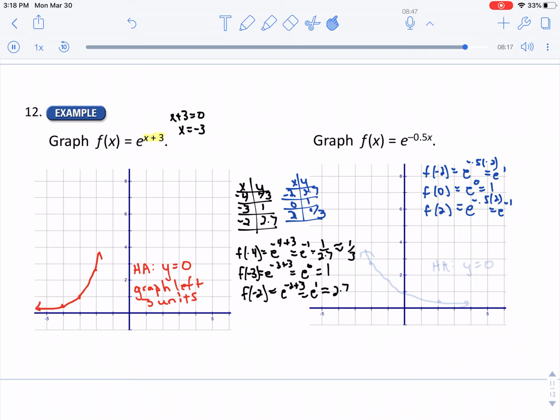I've got negative 2, 2.7, 0, 1, and 2, 1/3. So this is this exponential decay curve again. Our horizontal asymptote is y equals 0. And it is a decay. And also notice that this did a stretch on it. Well, it did a vertical shrink.